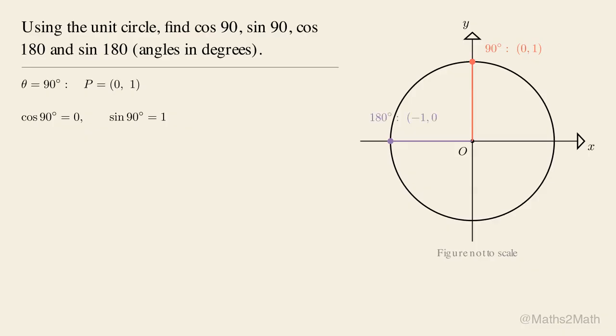Keep walking to half a turn, 180 degrees. P lands on the far left of the circle. 1 step backward from the center, -1 across, 0 up. Read again, cosine -1, sine 0. The minus sign is not a special rule, it is just where the walker is standing.